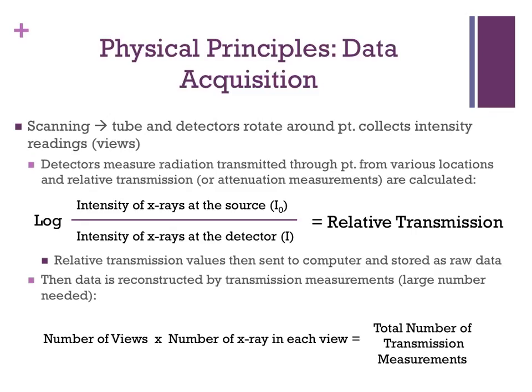Then the data is reconstructed by transmission measurements, and there's a large number of these needed. Usually several hundred views are obtained, and each view is made of a number of rays, and the total transmission measurements for each scan are given by another formula, which is the number of views times the number of X-rays in each view. Remember, this is the total number of transmission measurements, which is this bottom formula right here.